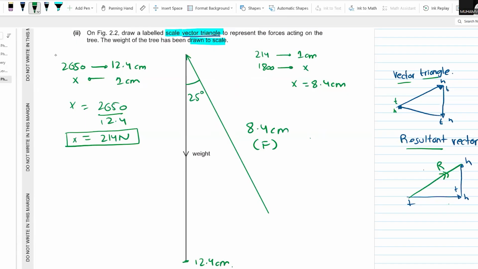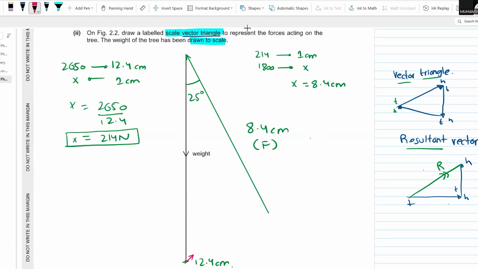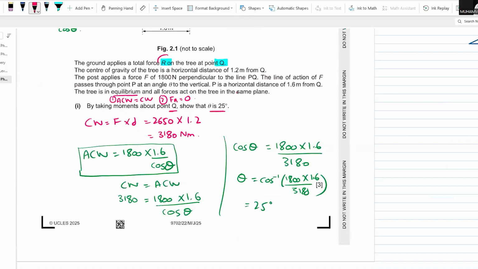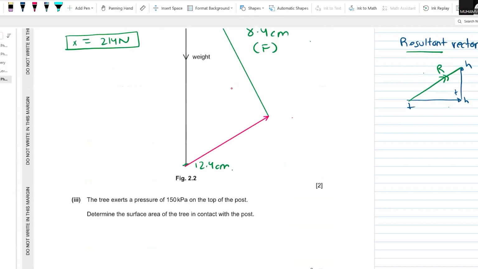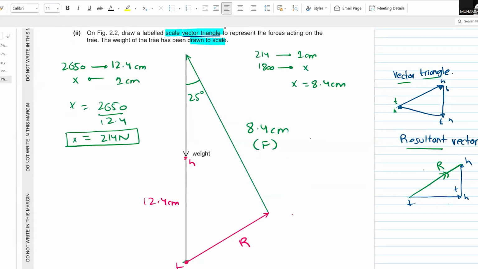Finally, you will close this vector triangle with the last force. What is this last force? Is it written about anywhere? Yes, this last force is force R. Okay, this is your force R. Let's erase this. Let's put 12.4 centimeters here. Can you realize the head of one vector is connected to the tail of the other vector? Head is connected to the tail, head is connected to the tail. This is what we mean by a vector triangle.